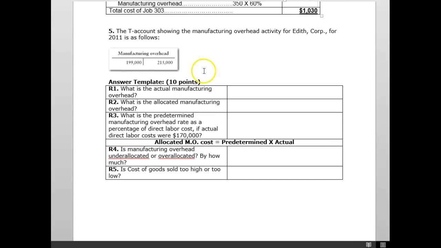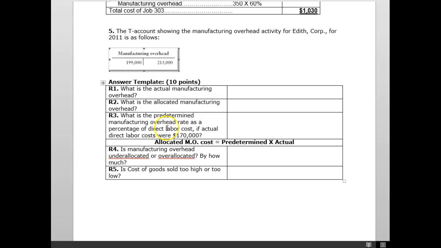This is a T account that shows manufacturing overhead. Now let me explain this. This is the actual overhead. This is the applied overhead. So they're asking you, what the heck's going on here? So what is the actual manufacturing overhead? Well, that's going to be this one here. That's what's been debited to it, or been accumulated. The allocated, this is what was applied.